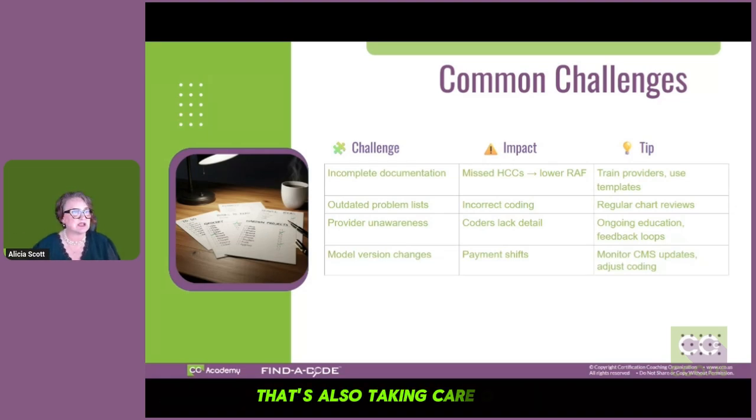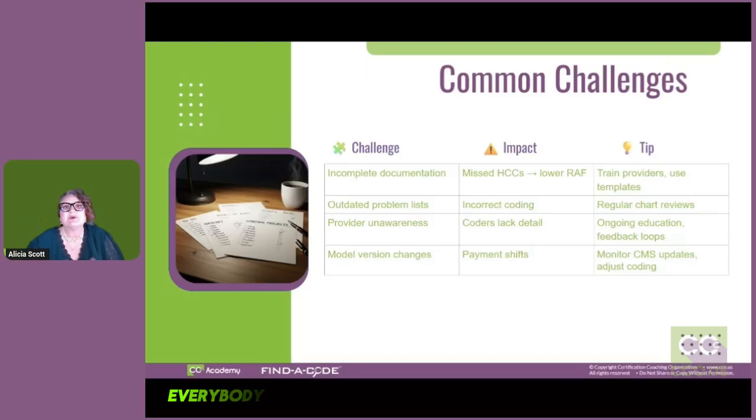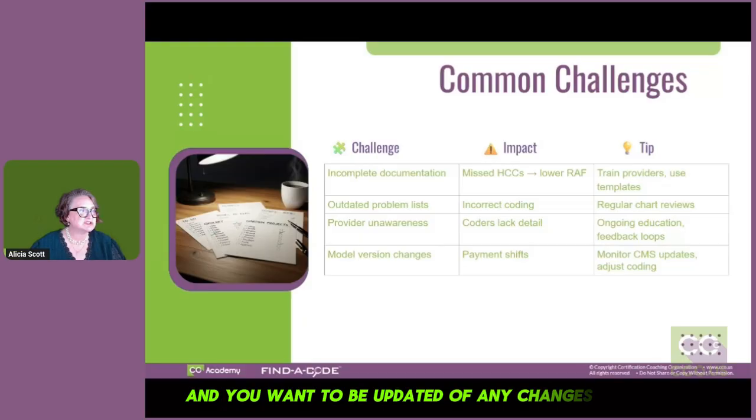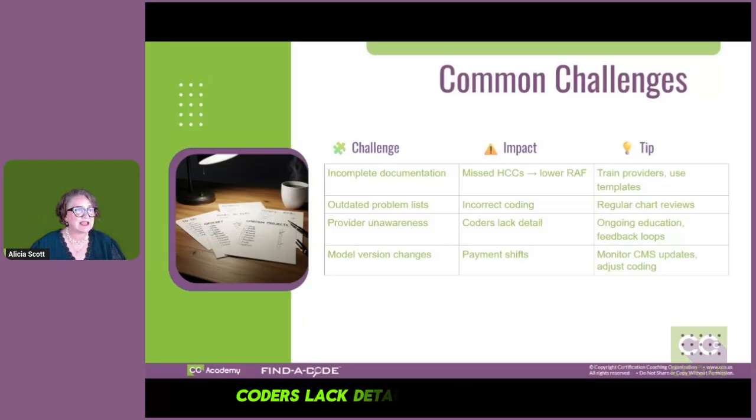That's also taken care of. With the outdated problem list, make sure that there's no incorrect coding, and you have to do audits constantly. The coders are audited, the auditors are audited, the docs are audited, everybody's audited, because it's a lot of money, and you want to constantly improve, and you want to be updated of any changes.